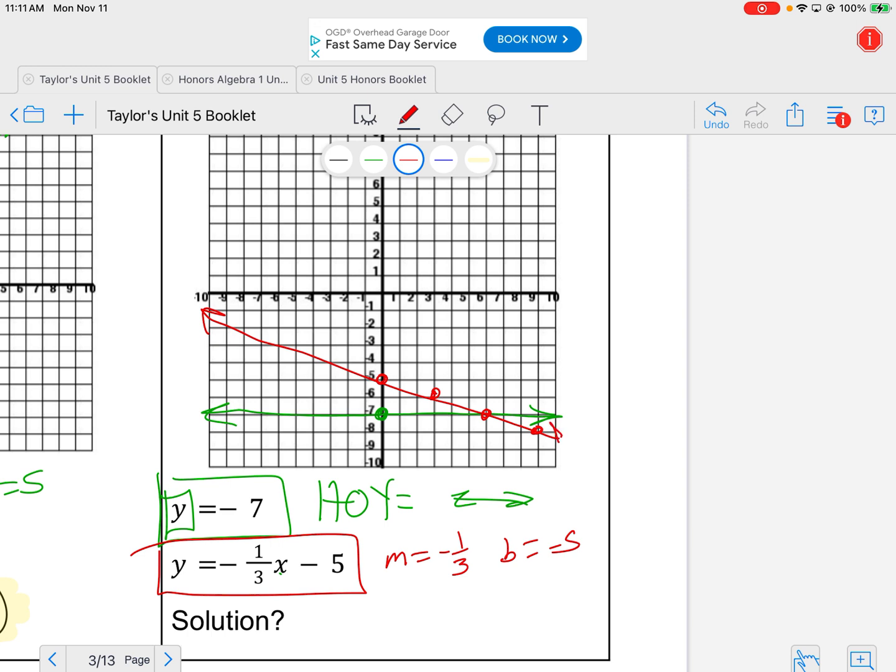And so our line is right about there. So that makes this right here our solution. On the x-axis, if we trace it all the way up, it is 6. And on the y-axis, it is -7. And so that is how we find the solution when we graph systems of equations.